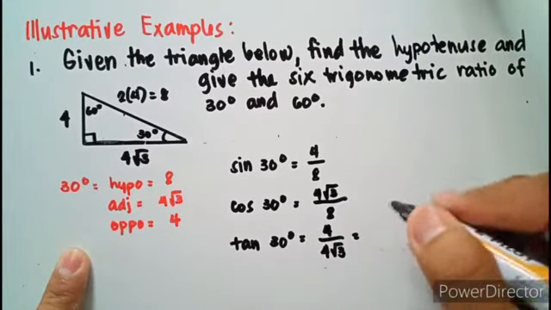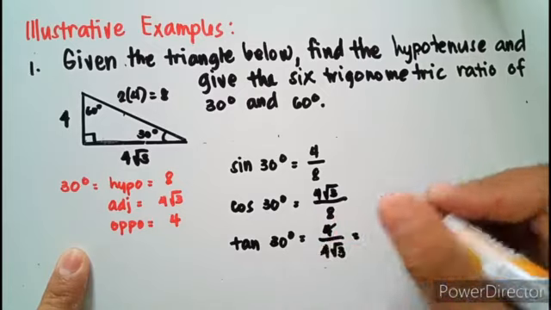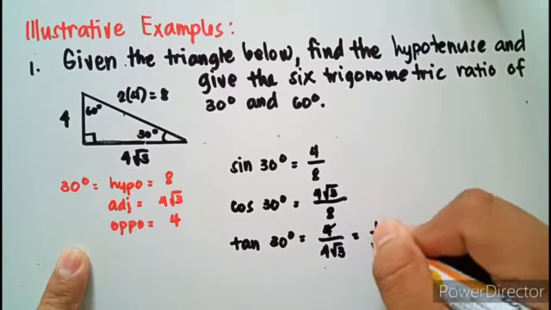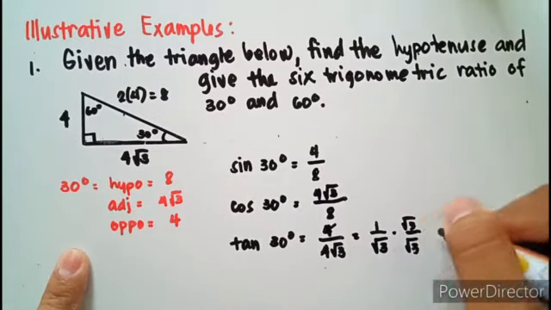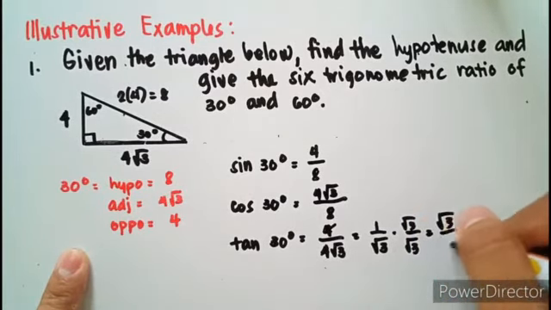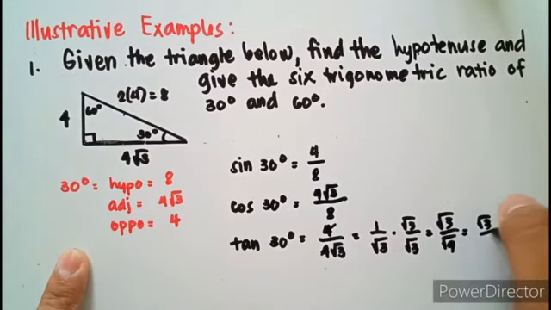Then, for our tangent 30 degrees, that is SOHCAHTOA, TOA, opposite, 4, over our adjacent, 4 square root of 3. So that is equal to, we can cancel 4, so that will become 1 over square root of 3. So rationalize by square root of 3 over square root of 3. So that is square root of 3 over square root of 9. So our tangent is square root of 3 over 3.